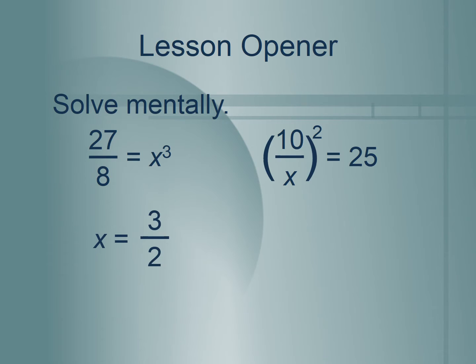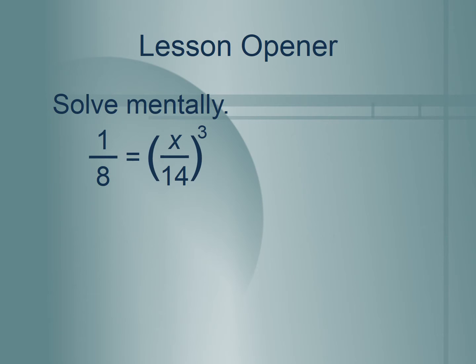Over here on the other side, this is really tricky. I need something where 10 over that number, squared, equals 25. So I know that 5 squared is 25. So how do I make 10 over x be 5? Well, 10 over 2 is 5, which means that x has to be 2.